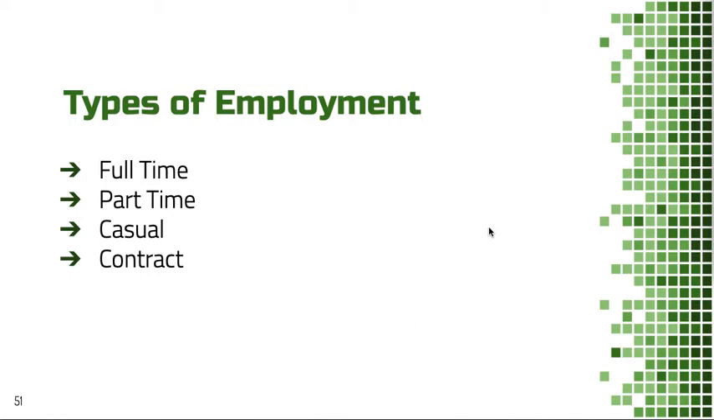We'll get started. There are four main types of employment. We talk about full-time employment, part-time employment, casual, and contract. Full-time and part-time I'm going to describe in the same way. A full-time employee gets all of the exact same benefits as a part-time employee. The only difference is how much they work and the percentage they're owed.